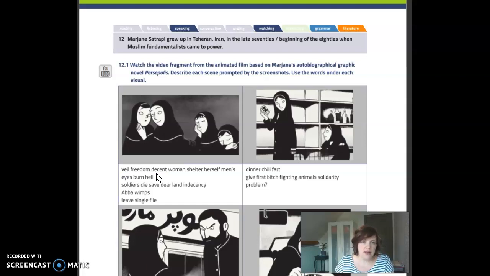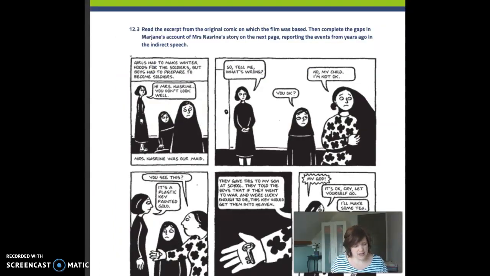But basically, if you have a look at the video and if you have a look at the screenshots, the words, everything ought to be clear more or less. Okay, on the next page then, in exercise 12.3, you see a page from the actual graphic novel or comic on which the film was based. Have a look at that, read the text, and then you should be able to fill in the gaps on the next page, which is basically an account of the story that you find in exercise 12.3.